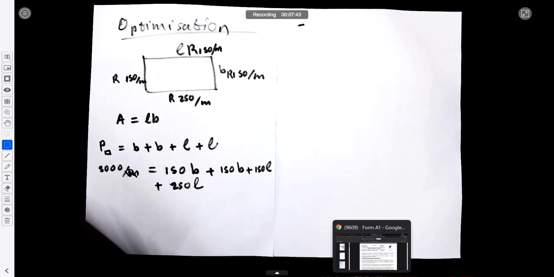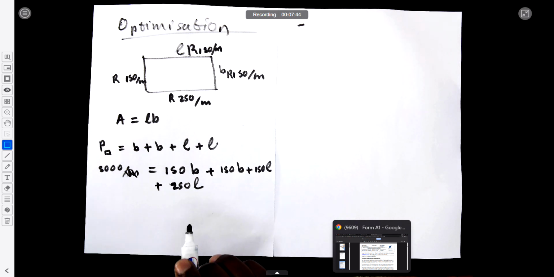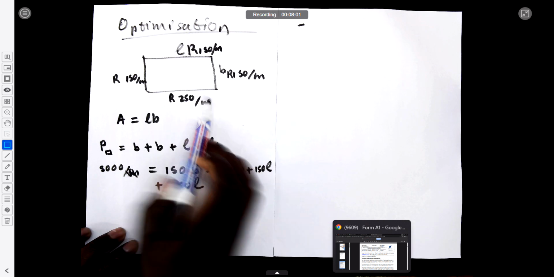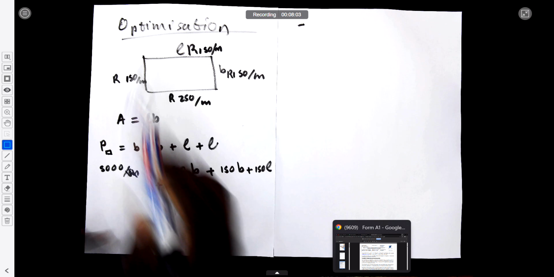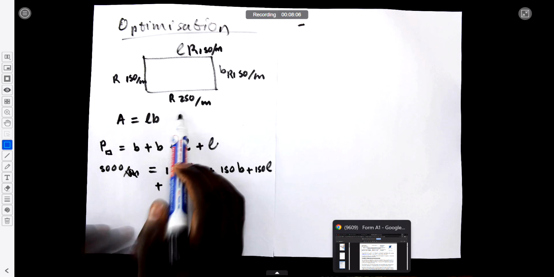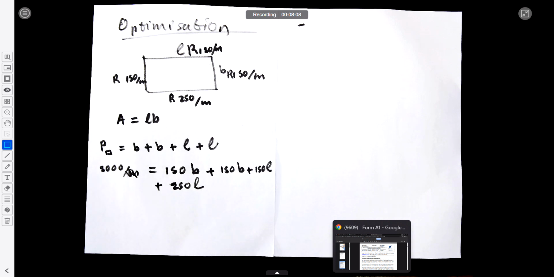So it says that one side must be strong. It must cost 250 rand per meter. So one side. No, they said one side. Remember, this price of 250 is for this one. So they said one side must be stronger. We can change and say we want it to be this side of 250 and here 150. So they said the other side must be 150.